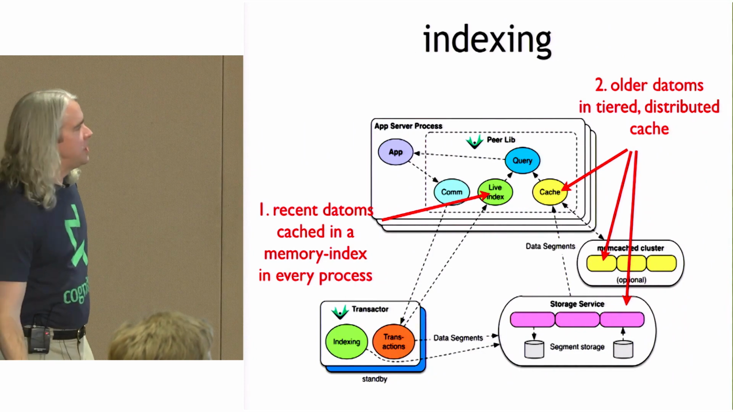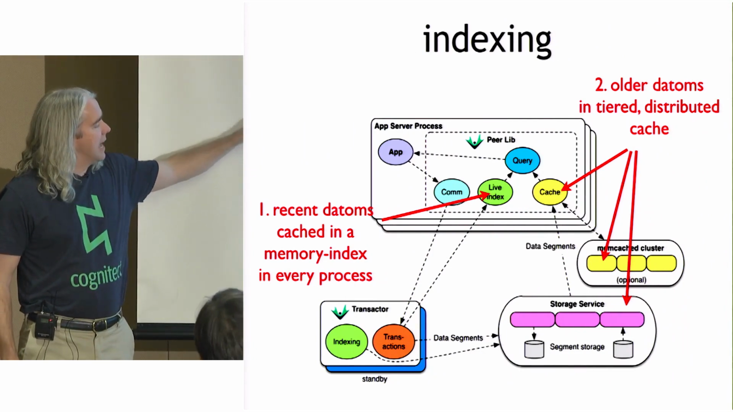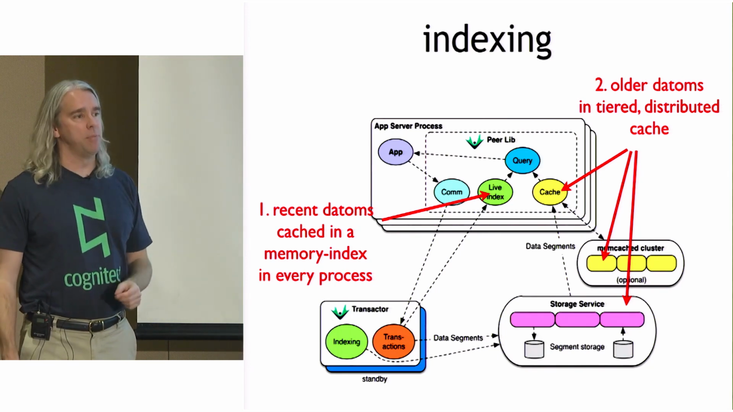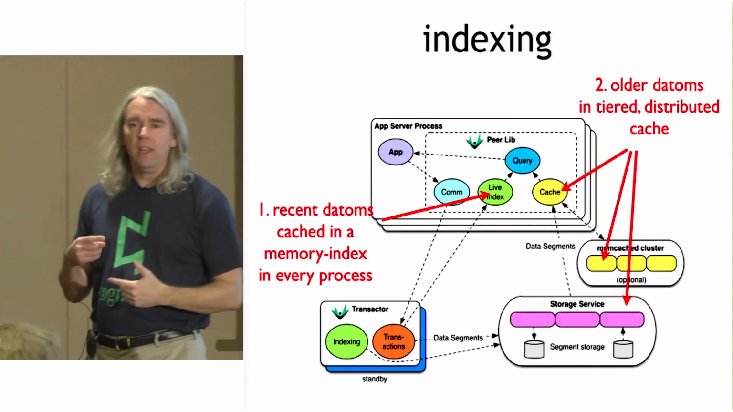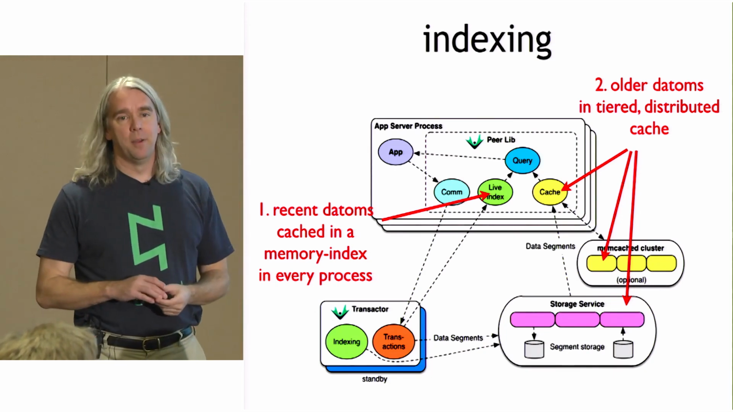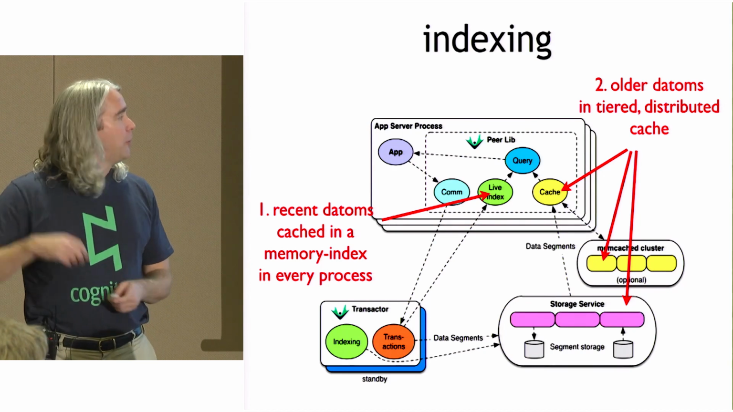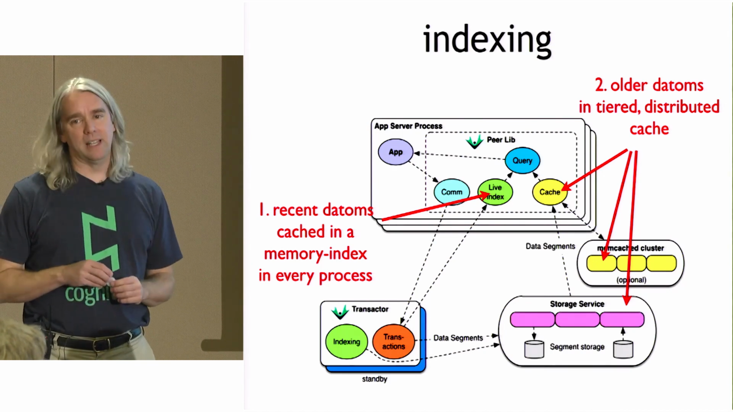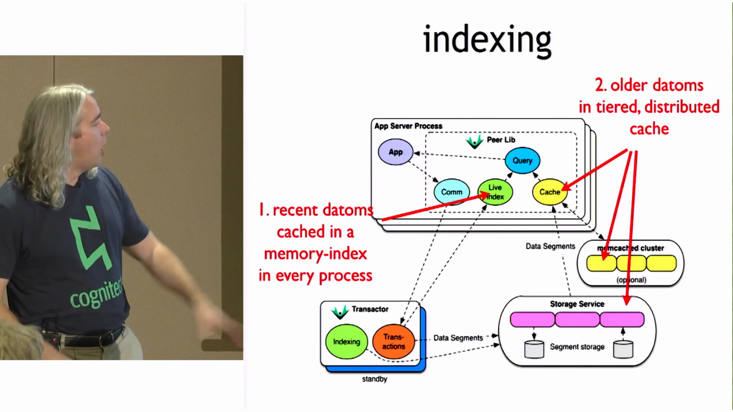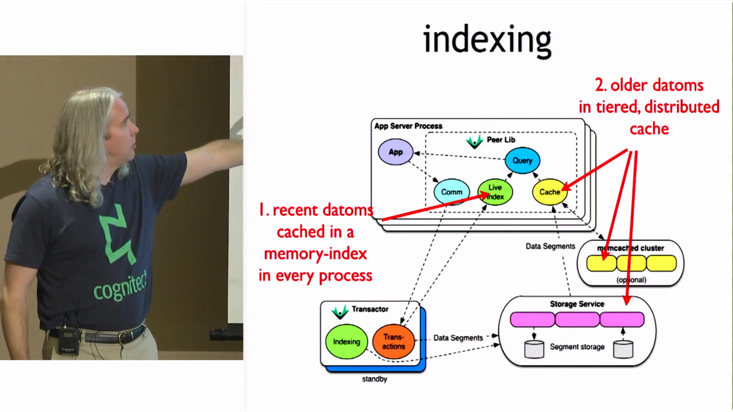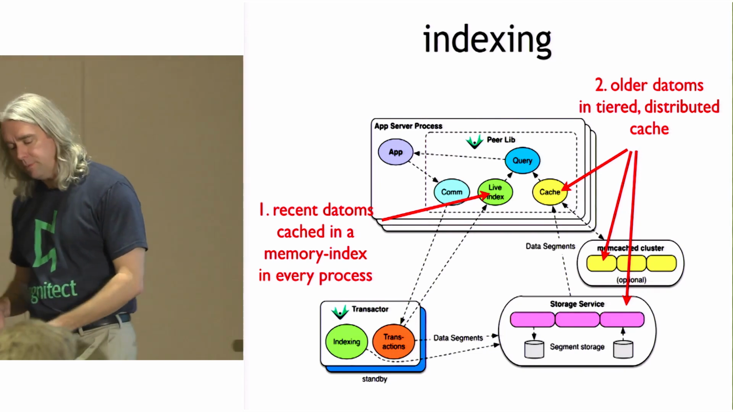So the next thing to understand is this indexing split. All the most recent datums are cached in something that's called the memory index in every process. And the way Datomic works is when that memory index reaches 32 megabytes, Datomic says, I should kick off a background indexing process. It then puts those things into the storage indexes, and then that memory is reclaimed in all the peers. All the data that's older than the most recent 32 megabytes is in the tiered distributed cache, the thing that we just talked about.